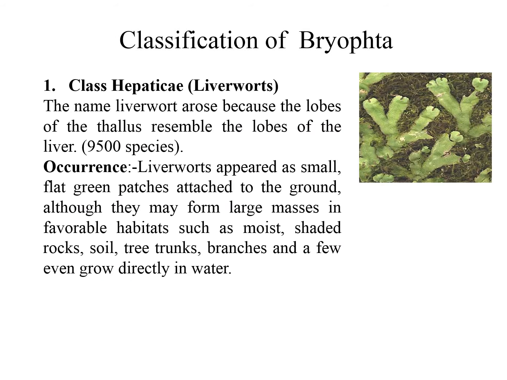The first class is Hepaticopsida. The name comes from the word hepatic, meaning liver. The lobes of the thallus resemble the lobes of the liver. Occurrence: liverworts appear as small flat green patches attached to the ground, although they may form large masses in favorable habitats such as moist, shaded rocks, soil, tree trunks, and branches, and a few even grow directly in water.